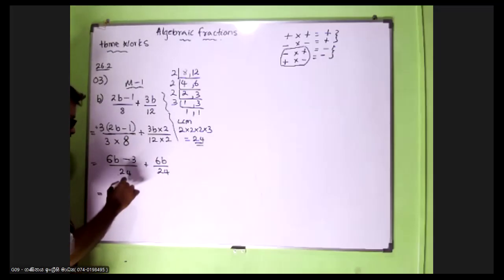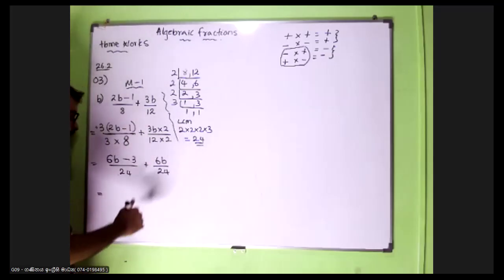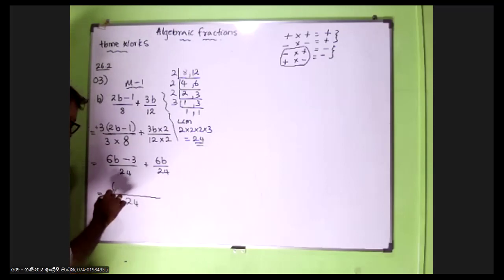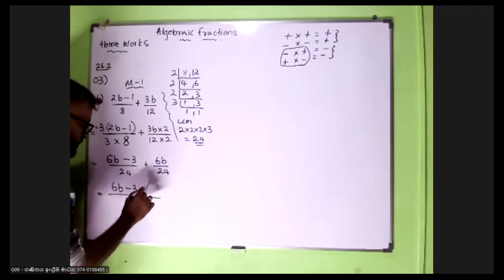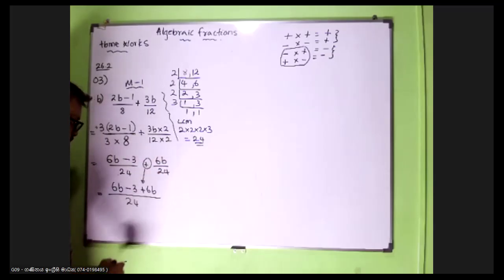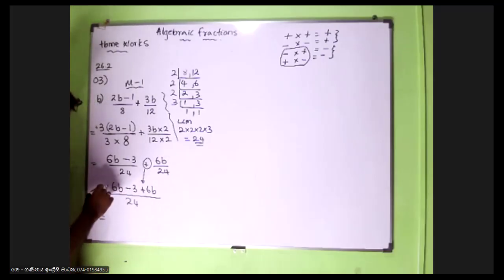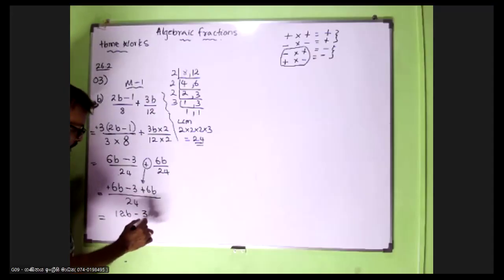Then the common denominator is 24, so you can add the numerators. 6b minus 3 plus 6b. Now you can simplify like terms. 6b plus 6b, 12b. 12b minus 3 divided by 24.